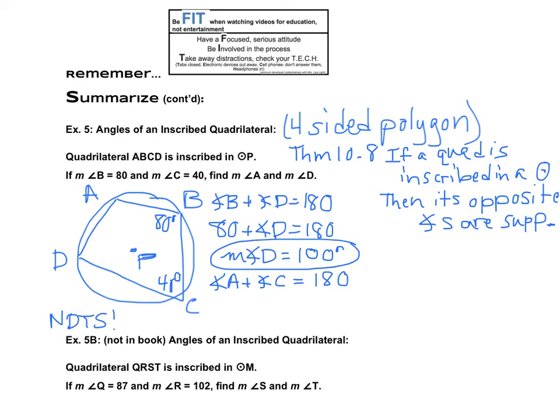I know angle C, so I can put that in. Angle A plus 40 has to equal 180. So the measure of angle A, when I do a subtraction, is going to give me 140 degrees. And it's just that simple. Think of those opposite angles being supplementary. Opposite angles, supplementary. Pretty simple.